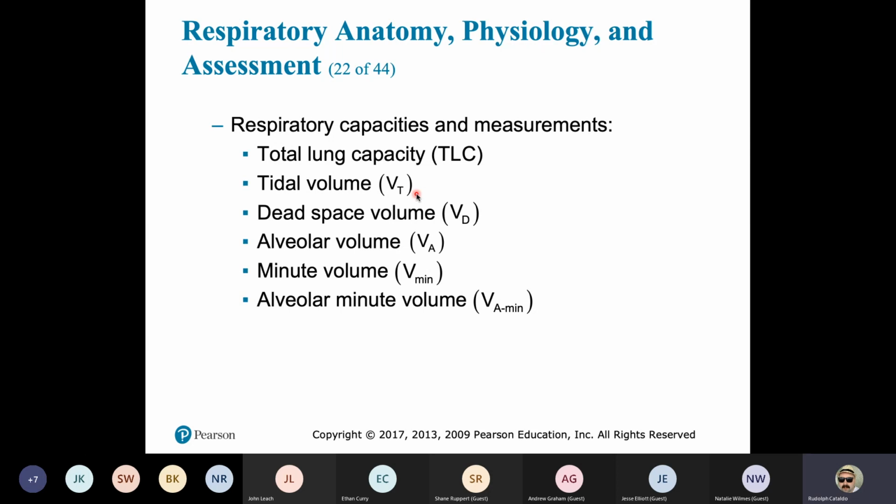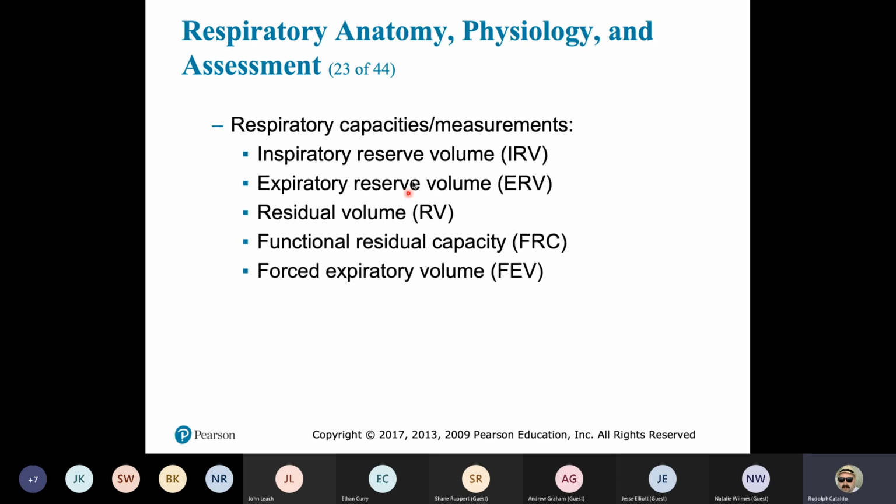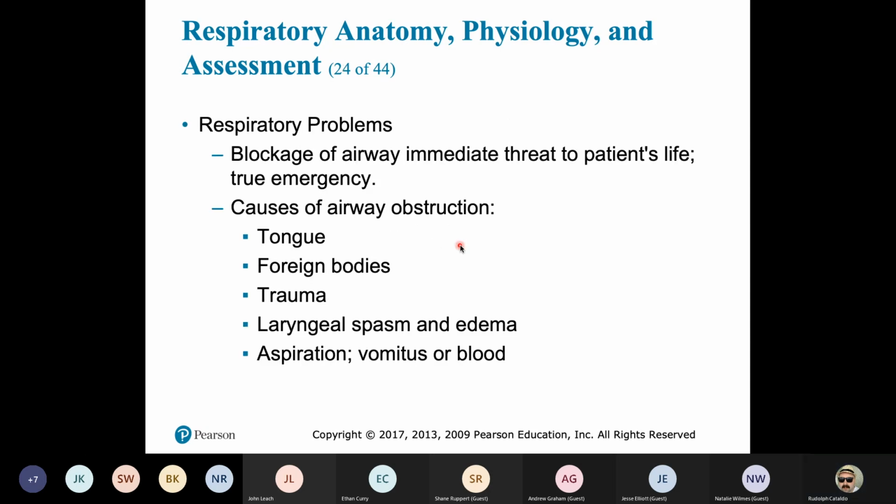Inspiratory reserve volume, expiratory reserve volume, we always keep some reserve in our lungs. Why? Because it's easier to inflate a balloon that already has some air in it than to inflate it from nothing. Residual volume, forced expiratory volume. We'll talk about PEEP at some point when we get into innovations.